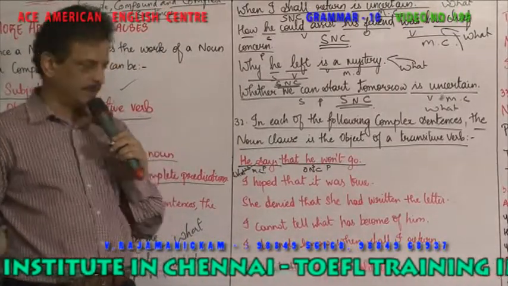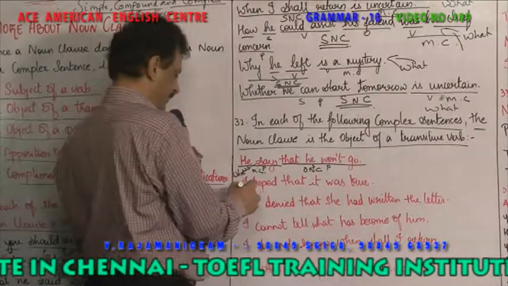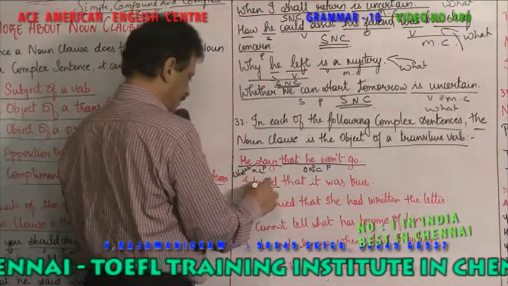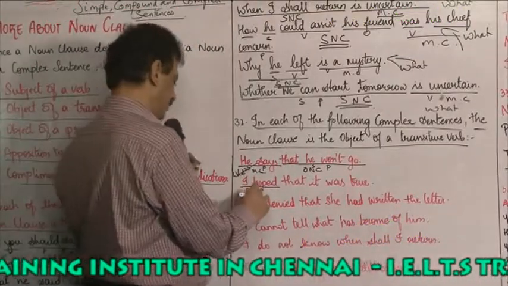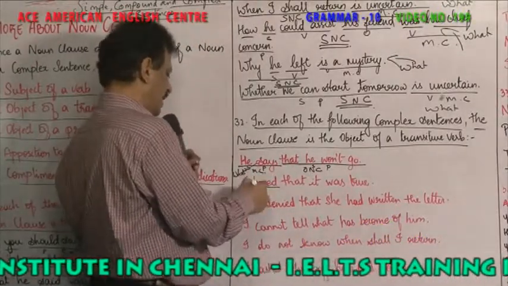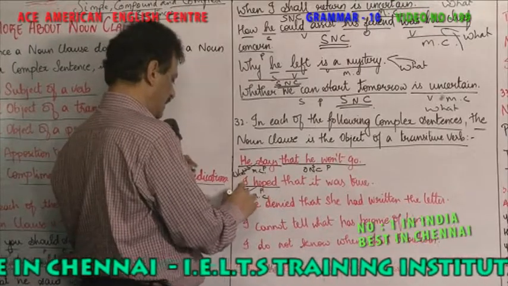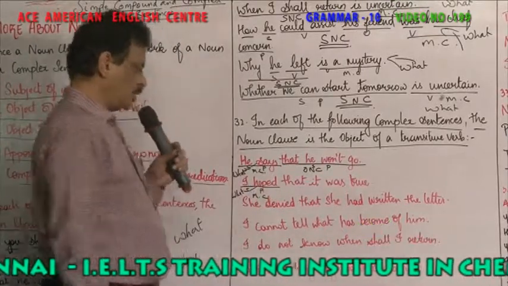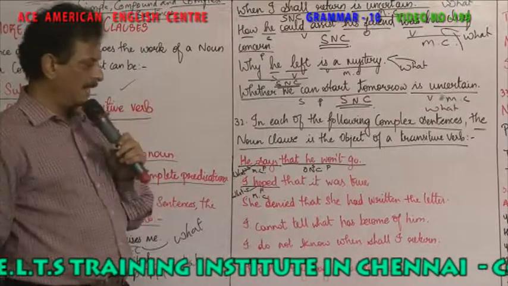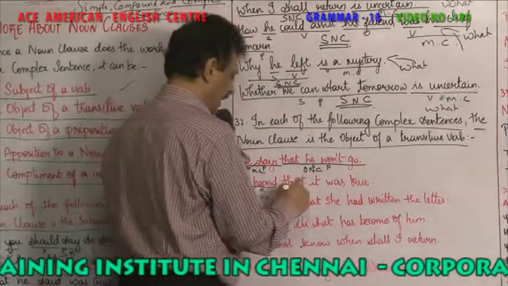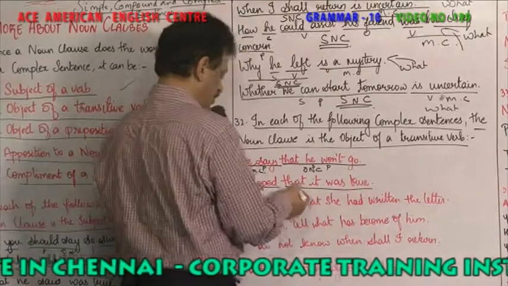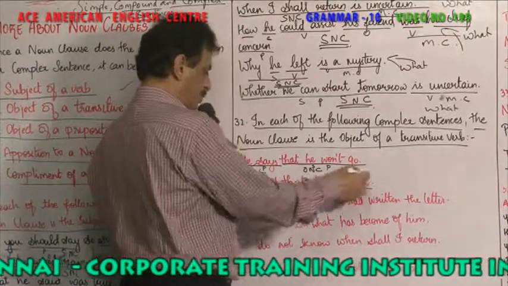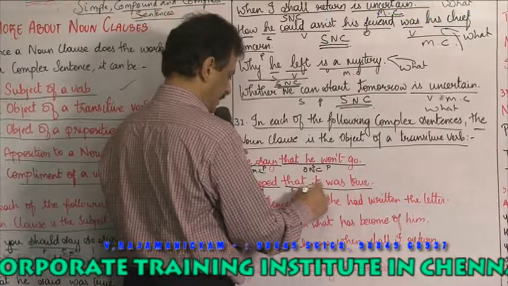I hoped. I is the subject. Hoped is the predicate or the verb. So I hoped gives a meaning. So it is called a main clause. I hoped. You ask a question: what did I hope? That it was true. So that it was true becomes a subordinate clause, because it has to join with the main clause. That it was true has its own subject and predicate.